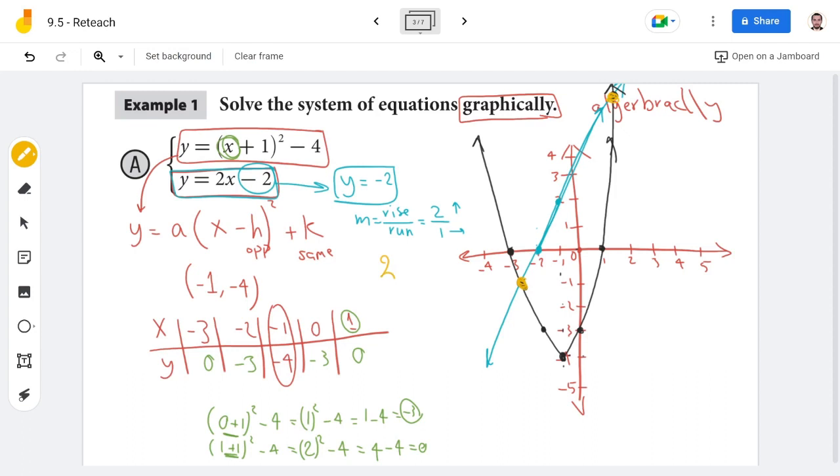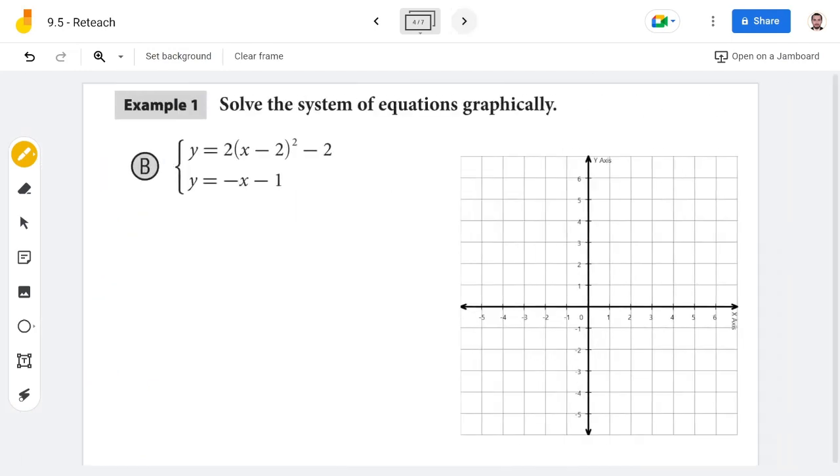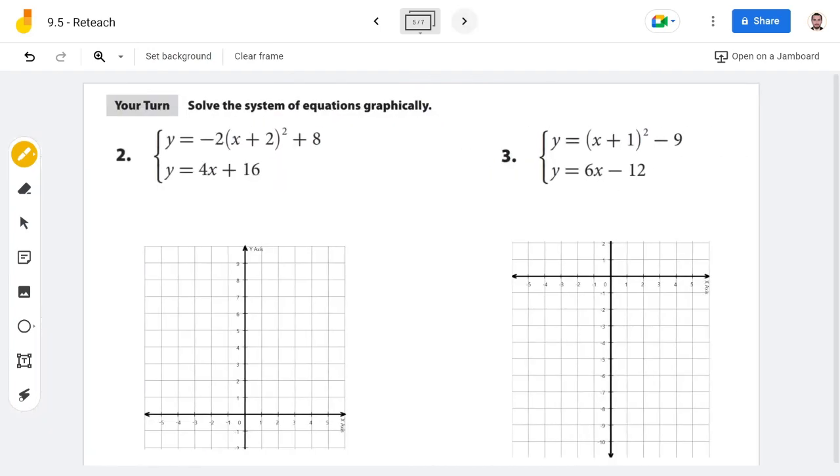So how many solutions do I have? I have two solutions. What are they? The first one is (-3, -1), and the other one is somewhere here. I don't know exactly, but you can tell if the graph is correct. So this is graphically. You can start doing this one graphically. If you need any help, just contact me.